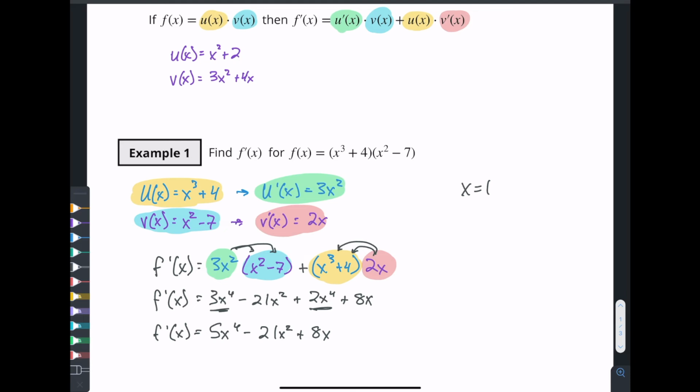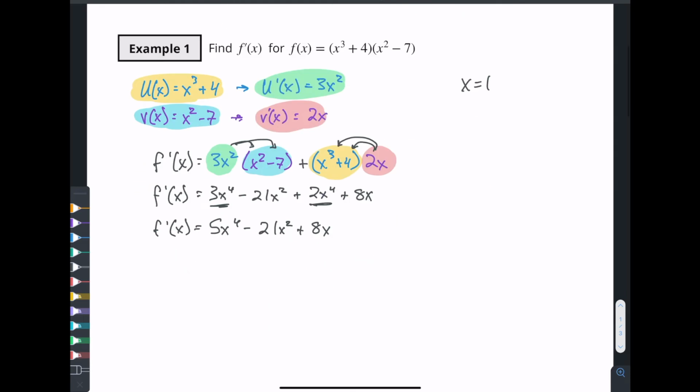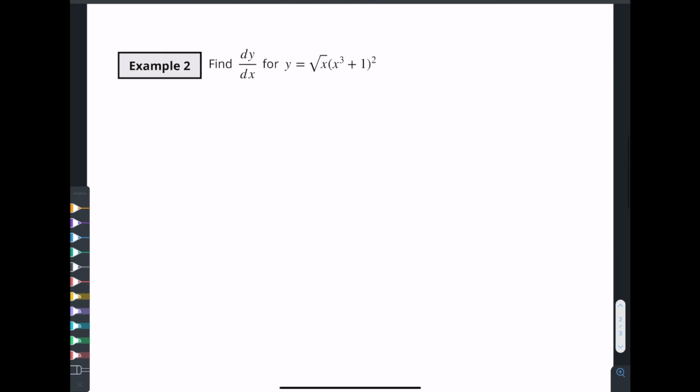Let's look at one more example just to see again how this works and maybe combine it with our chain rule. So our next example is: find the derivative of y with respect to x when y is equal to all of this. Square root of x times x cubed plus 1, all squared.